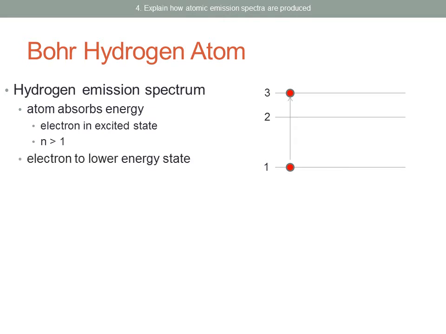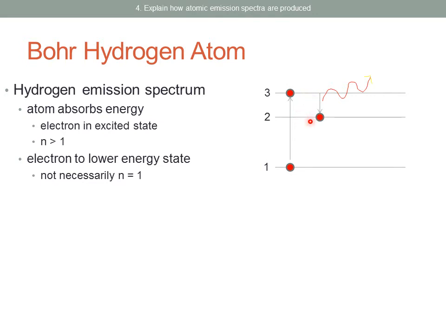The electron in the atom is not going to stay in this excited state forever. It's going to fall back down to a lower energy state at some point. However, not necessarily back to n equals 1. It could come back to the ground state or the first level, but it doesn't have to. In this case, the diagram is showing the electron going from the third level down to the second level.